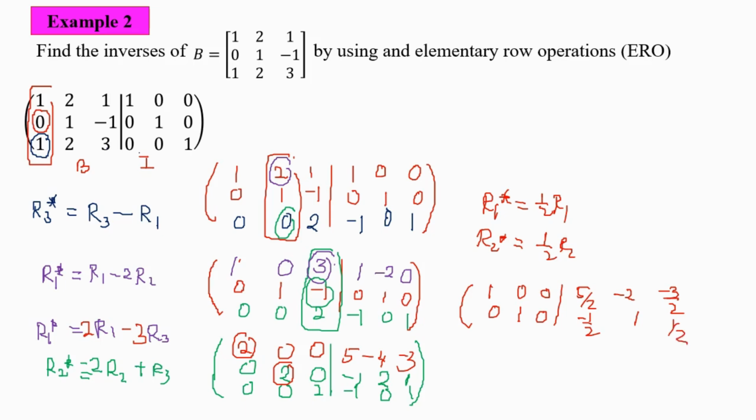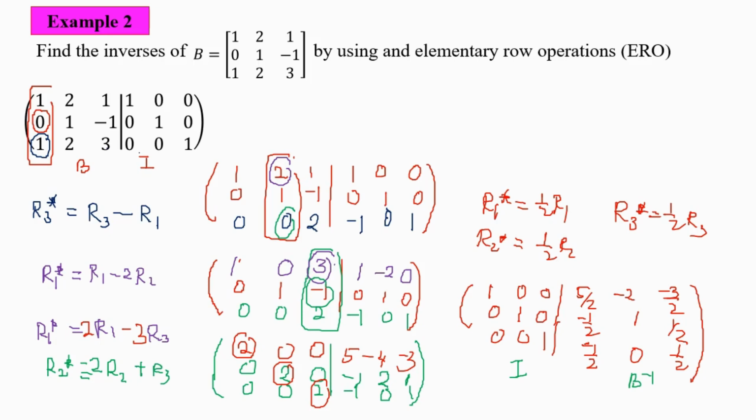And finally, we look at the last element here. I have to divide by 2, so I use the same process: new R3 is 1 over 2 R3. So 0, 0, 1, and you get negative 1 over 2 and 0, and this is 1 over 2. So now you have the identity, and this one is your inverse.